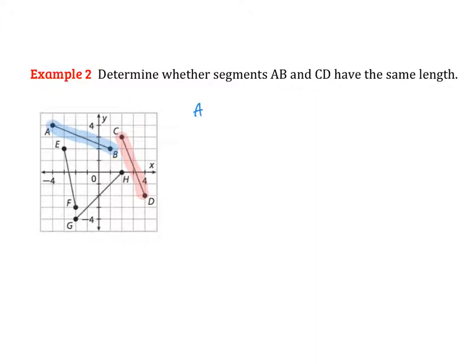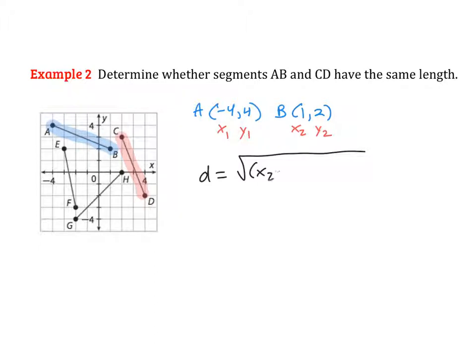I'm going to list out what the coordinates are. So I see A is at -4, +4. And I can see that point B is at 1, 2. So I'd like you to first list out the coordinates, and then I recommend labeling them x1, y1, x2, y2. So then when you use the distance formula, which I'll write again here, we can avoid mistakes when we're substituting. And I do recommend writing the formula every time. It does help when you're substituting the values in.